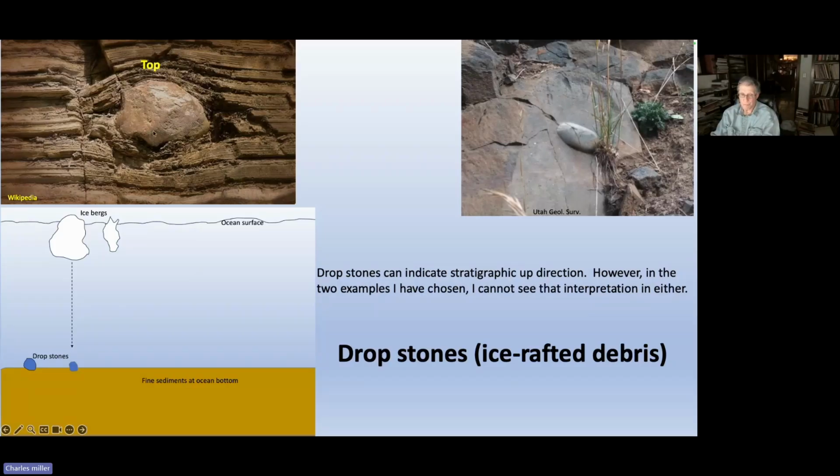So now, icebergs carry debris, and in the sediments you can find what are called dropstones. You may or may not have heard of these. They can be useful in indicating stratigraphic up, which is top, or stratigraphic bottom, and this one shows the top here. I could not tell that on this. I got both of these off the internet, but here's a diagram showing they drop into the fine-grained sediments that you would expect in the ocean. So I mention those because they relate to the icebergs that we're talking about.